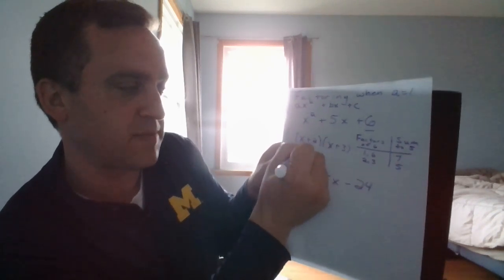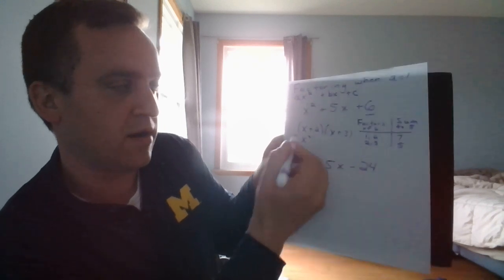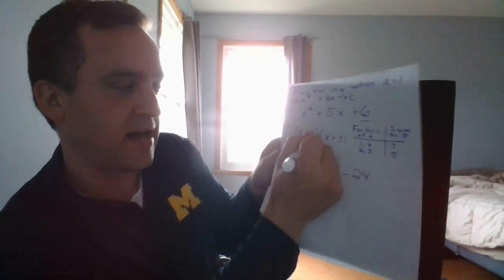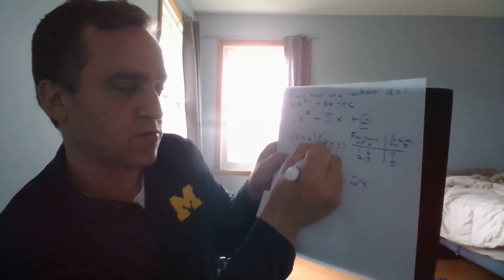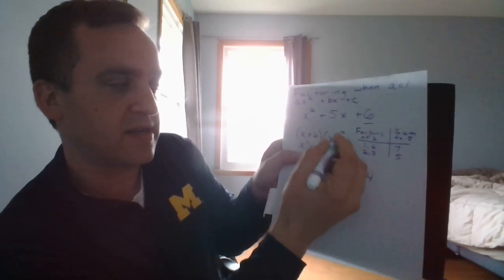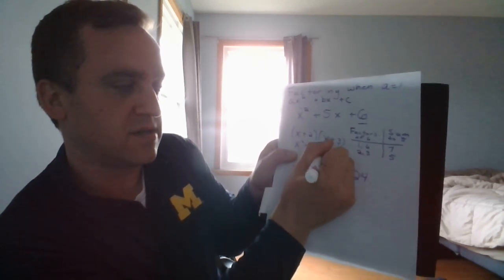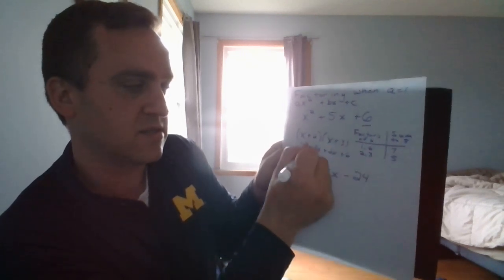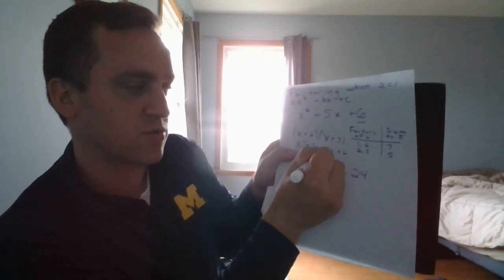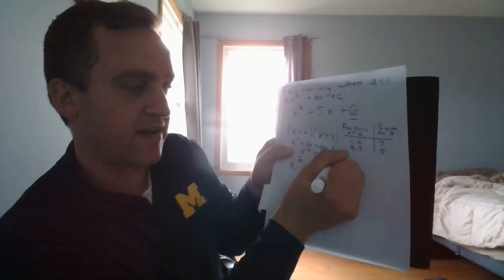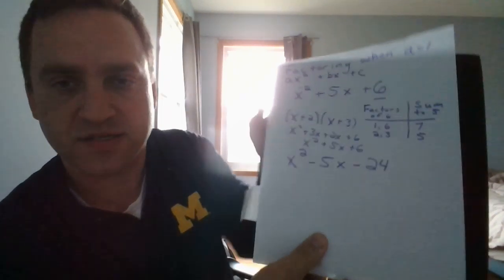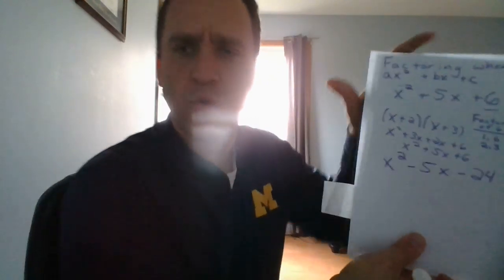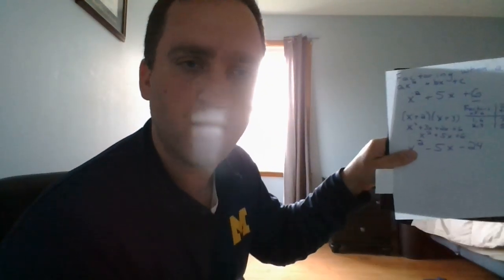So x times x makes x squared. X times a positive 3, I have plus 3x. And then plus 2 times x, plus 2x. And then plus 3 times 2 is plus 6. Or we have x squared plus 5x plus 6. So that method actually most of you don't use.